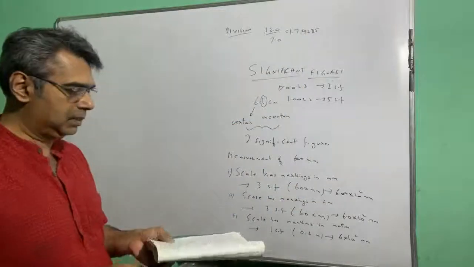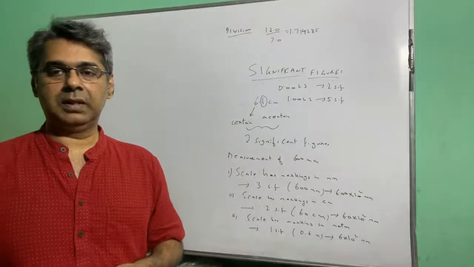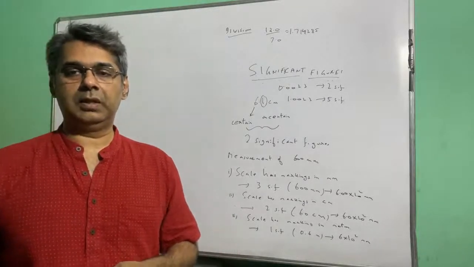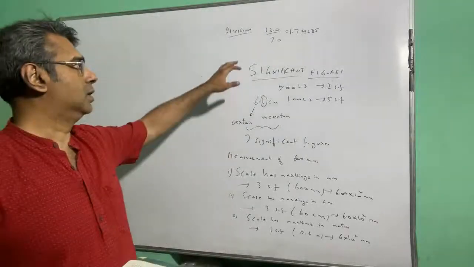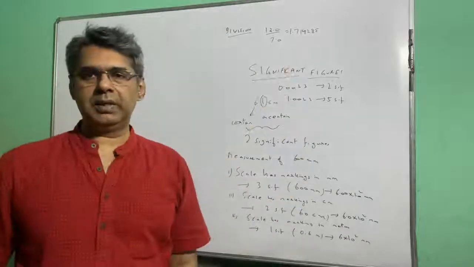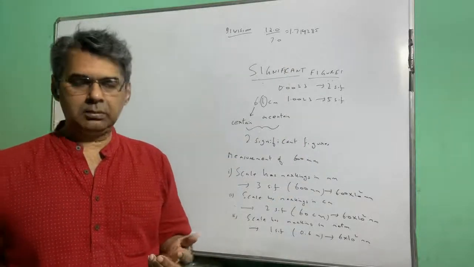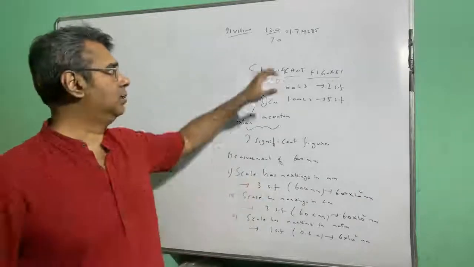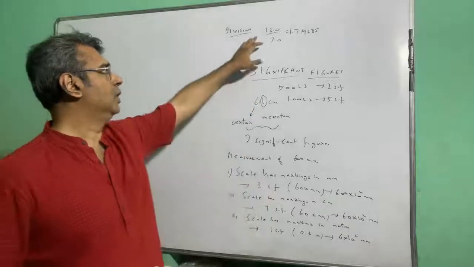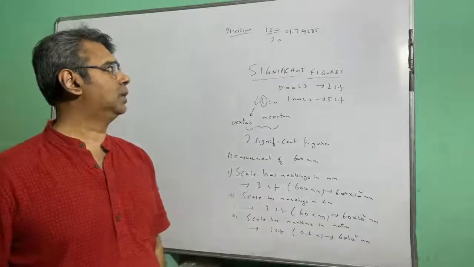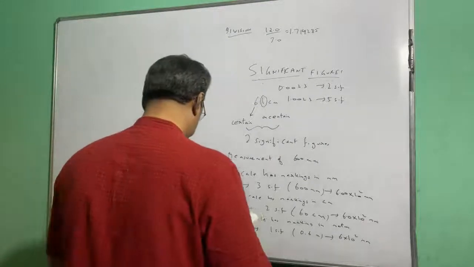Okay, now let us see what the rules for significant figures are in the case of arithmetic operations: division, addition, subtraction and multiplication. Let's begin with division. Suppose you want to divide two quantities. Suppose there are two bodies. One body's mass is 12.0 kg, one body's mass is 7.0 kg. You are dividing them and the answer is 1.714285.